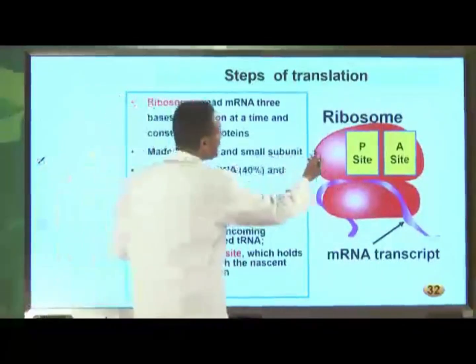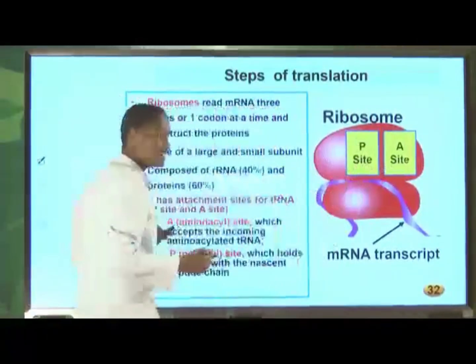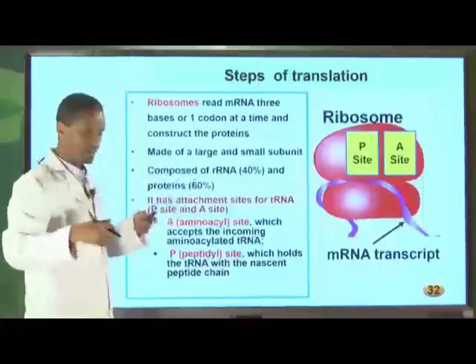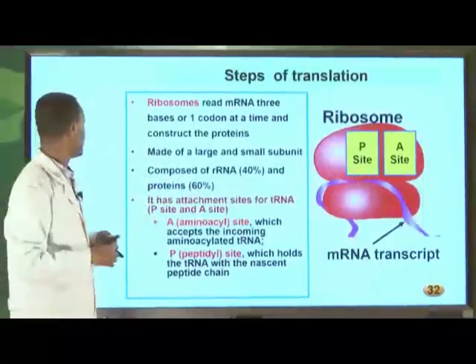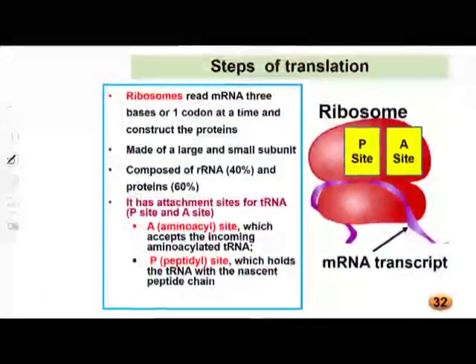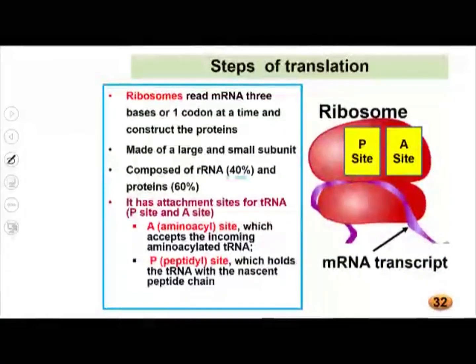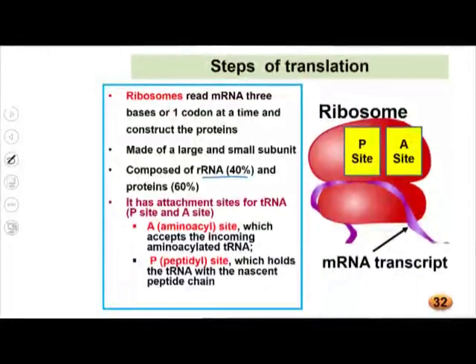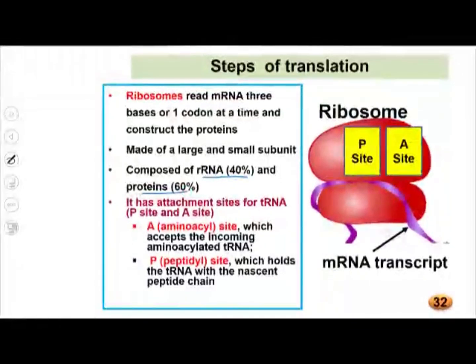Because here the ribosome has two sites, the P site and the A site, at which the transfer RNA can be attached temporarily. The ribosome is made up of a large and a small subunit, which is composed of 40% RNA and 60% protein.